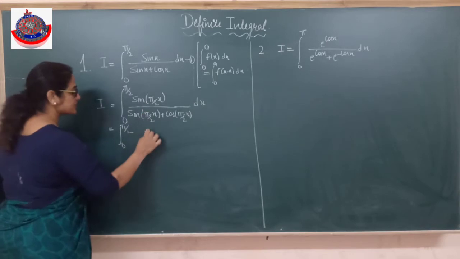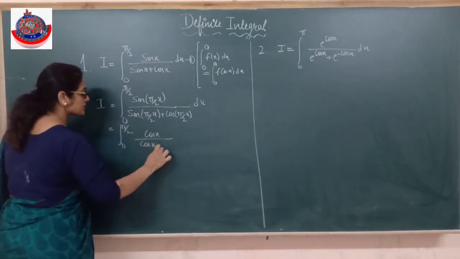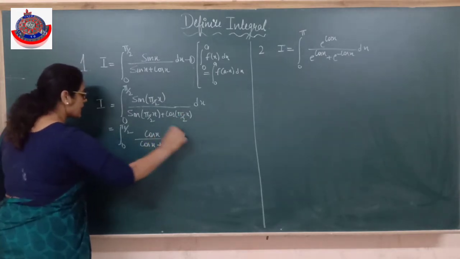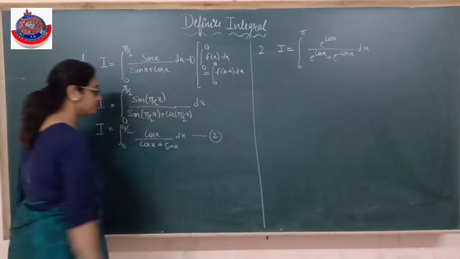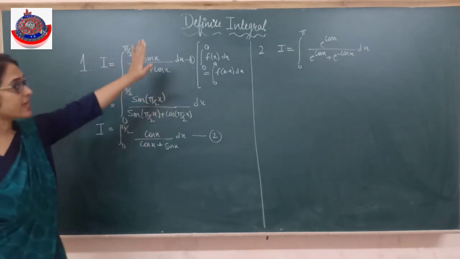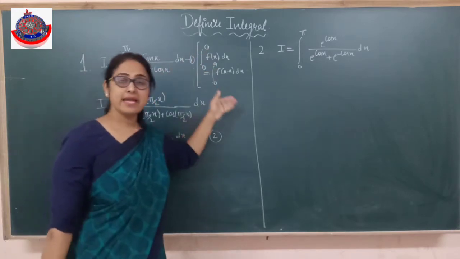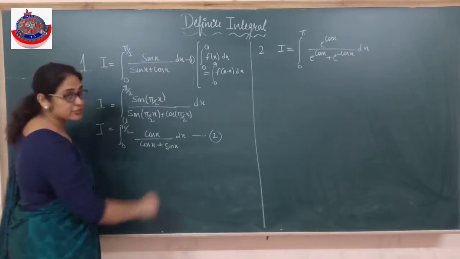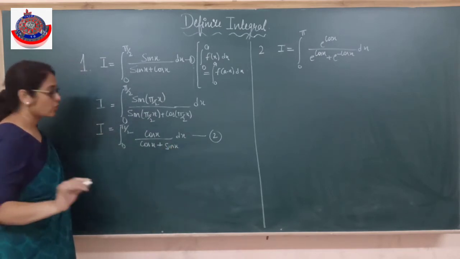What is sine of 90 minus theta? That is cos theta. Cos of 90 minus theta is sin theta. After applying this property and changing this, name it as 2. The first equation you name as 1, then you apply the property that this integral equals this integral, and after solving it you name it as 2. And then what will be the next step? These are fixed steps, children, which you have to follow.